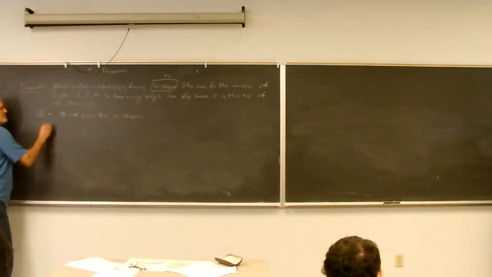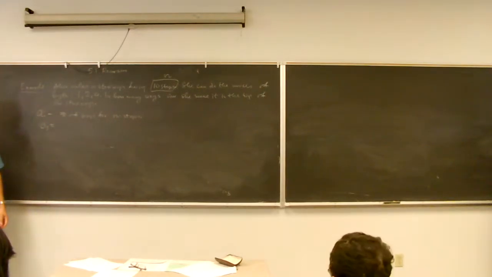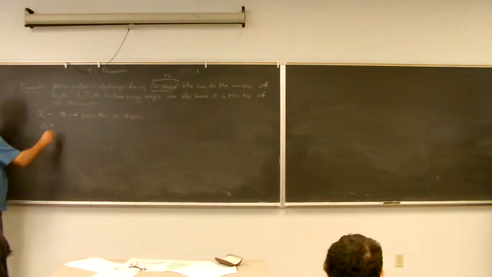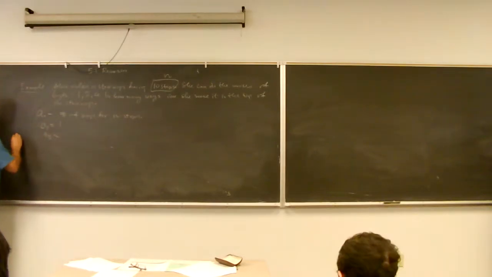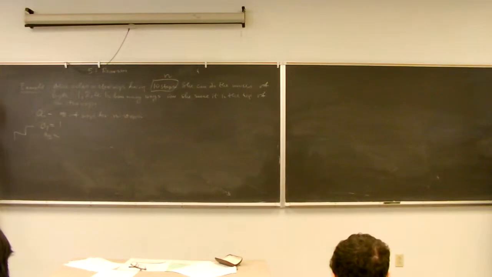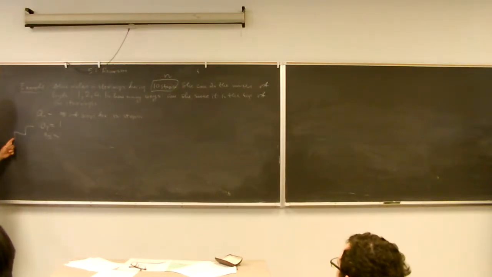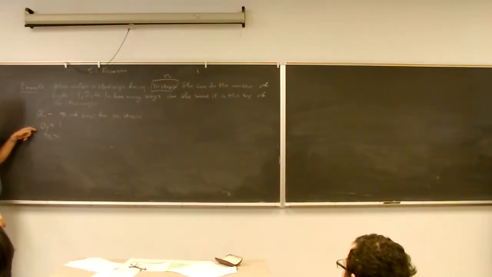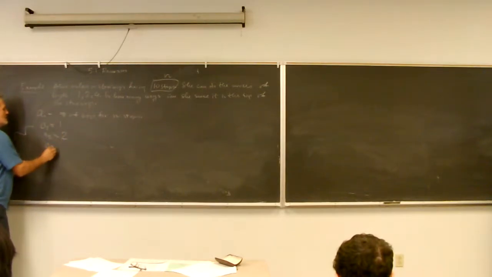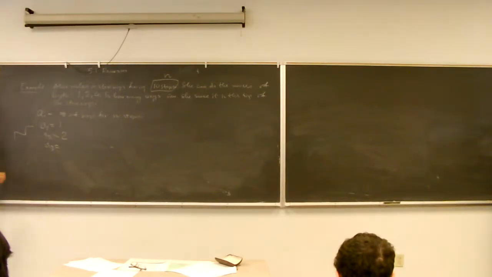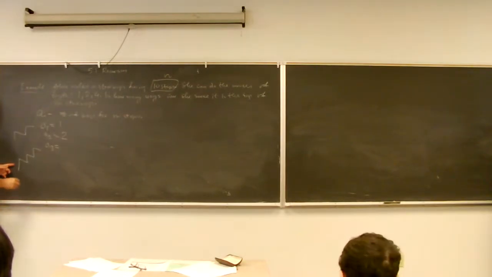How much is A1? It's 1. How much is A2? If I have 2, then what can she do? She can do 1, 1, or jump 2 immediately, so that's 2. How about A3? 1, 2, 3. She can do what?